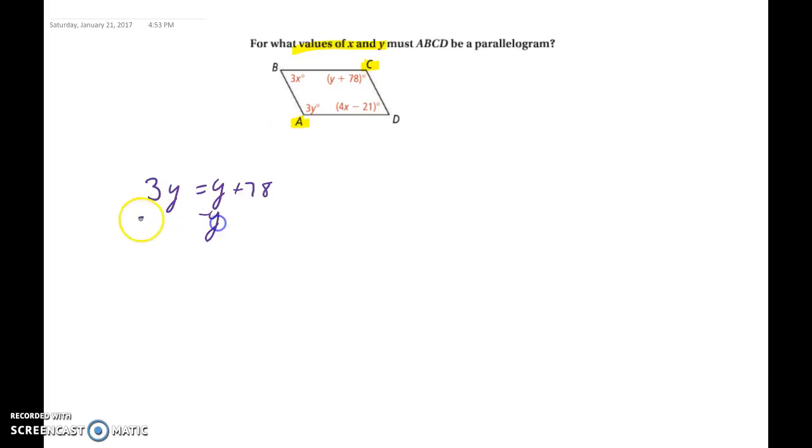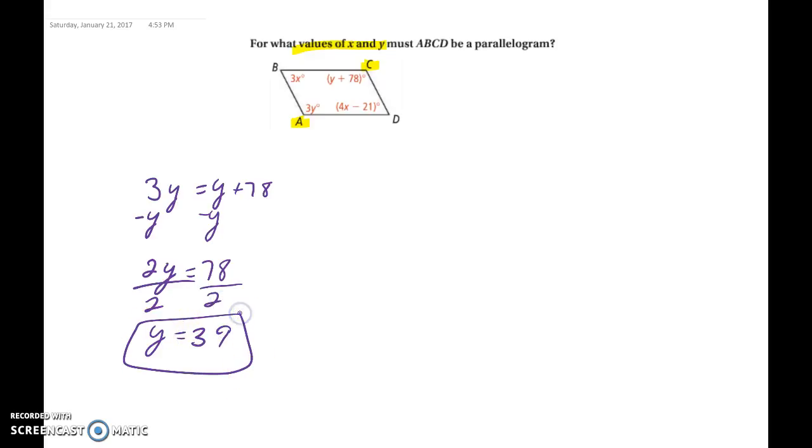So then we'll subtract over y. So 2y is equal to 78, divide by 2, and y is equal to 39. All right, so that means y has to be 39 in order for ABCD to be a parallelogram. And then we'll look at the other angles, B and D. Well, they're also opposite angles, so then we'll solve for those.